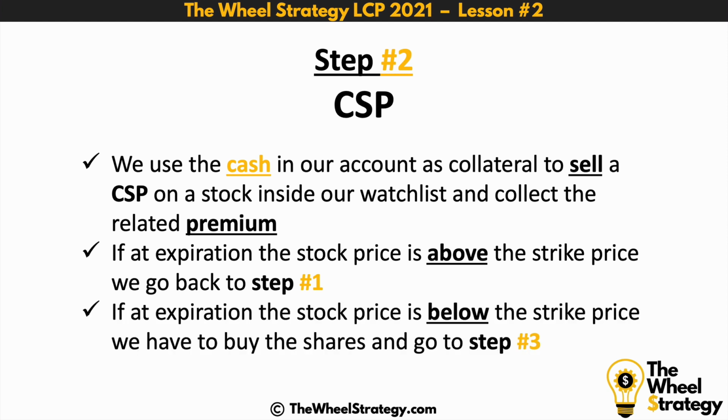If at expiration the stock price is below the strike price, in theory we have to buy the shares and go to step 3. But as you will see, there is a lot we can do to not do it if we don't want. Maybe we want to get assigned, but maybe we don't want to be assigned. We want to adjust the puts and wait. So there is a lot we can do to personalize the wheel strategy at this specific step.